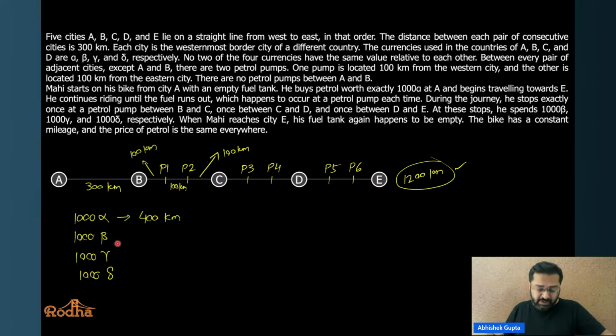Now what is the problem with 400, 400? If I write it like that, let me write it here once. Can this be 400 like that? Can this be 400? It cannot be 400. The reason is that if he traveled the same distance using petrol worth 1000 alpha that he traveled with the petrol worth 1000 beta, what does it mean? He must have got equal petrol. If he got equal petrol, if he traveled equal distance, it means equal petrol because mileage is constant, it means alpha is equal to beta in terms of value, because the price of petrol is equal.